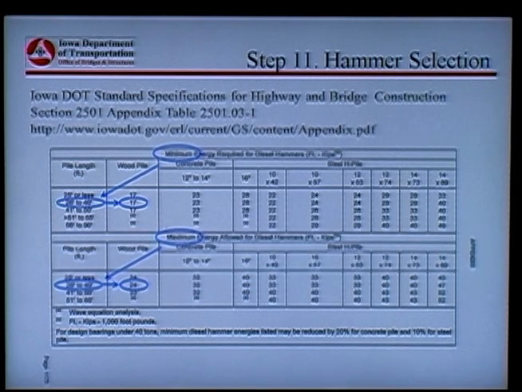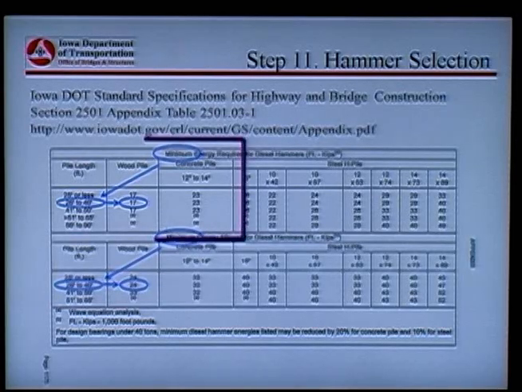So we want to select the right hammer that is able to drive the timber pile into the ground, as well as a hammer that does not overstress the timber pile. So in the Iowa DOT standard specification, Table 2501.03-1, there's a table to select the minimum energy required. In this case, it's a diesel hammer for the pile length and for the wood pile, as well as the maximum energy required. So we shall select a hammer that falls within this range.